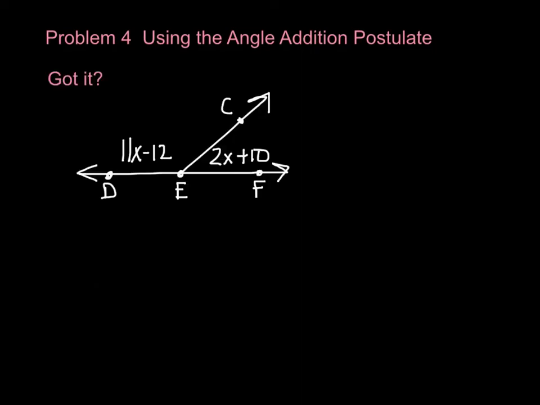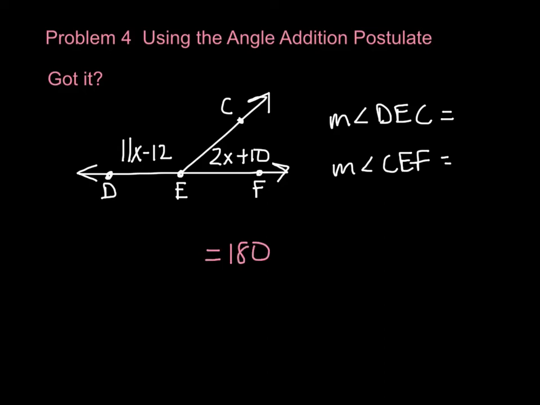So let's look at the got it problem. The got it problem says angle DEF is a straight angle. What are the measures of angle DEC and angle CEF? Well, we know that this is a straight angle. A straight angle is equal to 180 degrees. We know that these 2 angles, represented by 11x minus 12 and 2x plus 10, add up to that because it makes a straight angle. So we can just add them together. 11x minus 12 plus 2x plus 10 would give us 13x, and negative 12 plus 10 is minus 2. So then you solve the equation. That would give us 13x equals 182. Divide both sides by 13, and you get the value of x, which is 14.